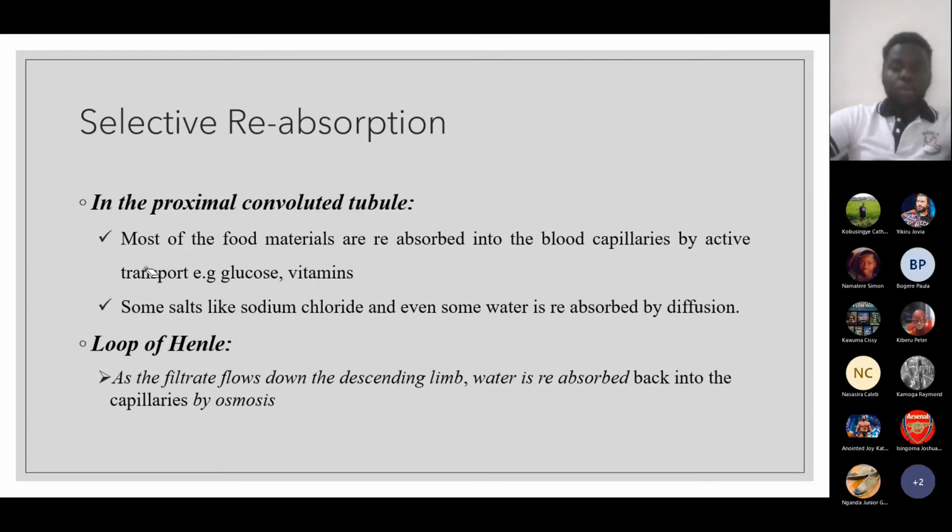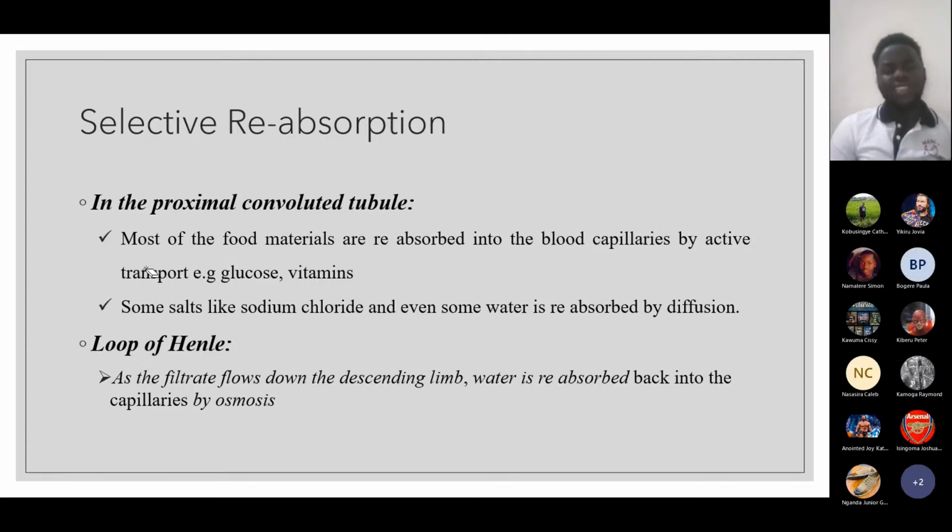What happens? Most of these materials are going to be absorbed back by active transport. That is why one of the adaptations we talked about in the proximal convoluted tubule was that it has numerous mitochondria. These mitochondria provide energy that is going to be used in the active transport of molecules. So molecules like glucose, vitamins, and some mineral salts are going to be pumped back into blood at the proximal convoluted tubule.